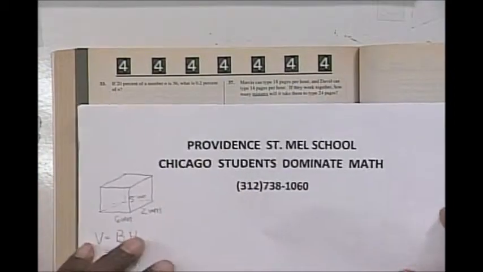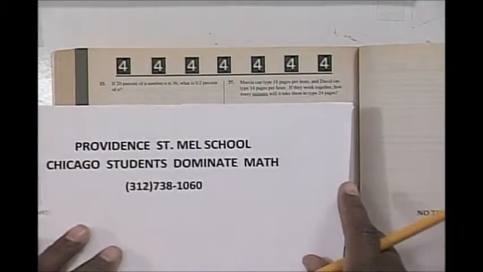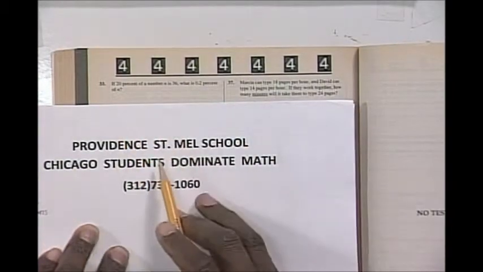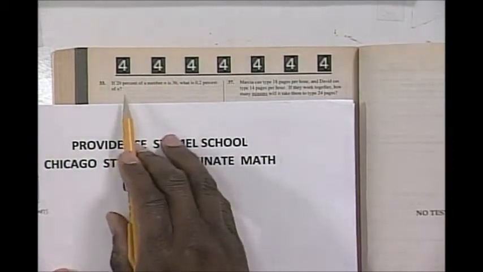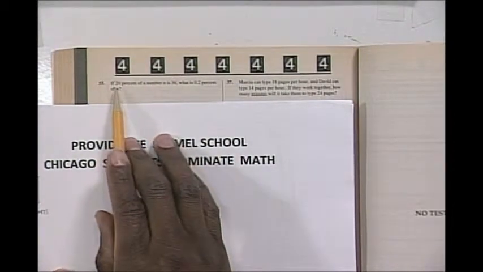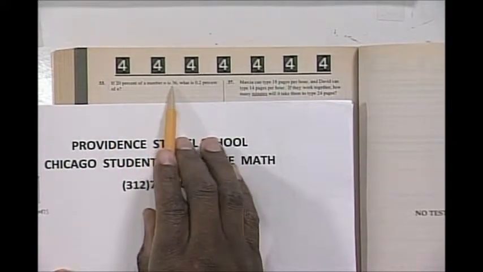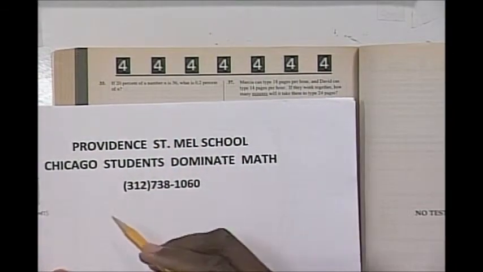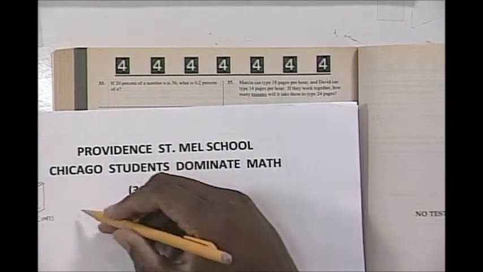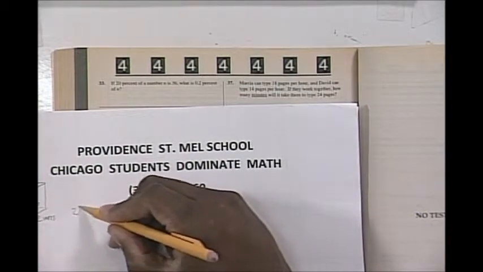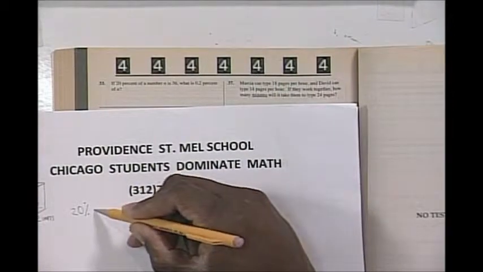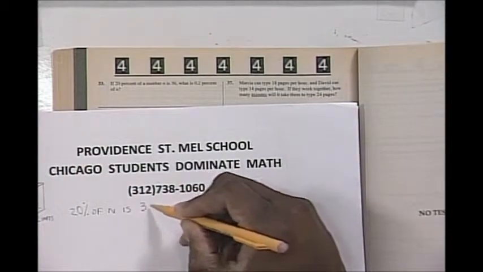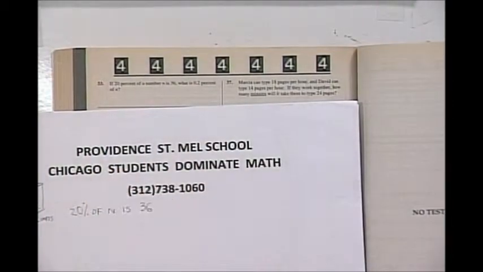33 says if 20% of a number n is 36, what is 0.2% of n? All right. So I know you can't read that, but I'm just reading it for you. If 20% of a number n is 36, what is 0.2% of n? All right, so let's take a look at that. Let's first start off with 20% of n is 36. So you need to solve for n to figure out what 0.2% of n is.